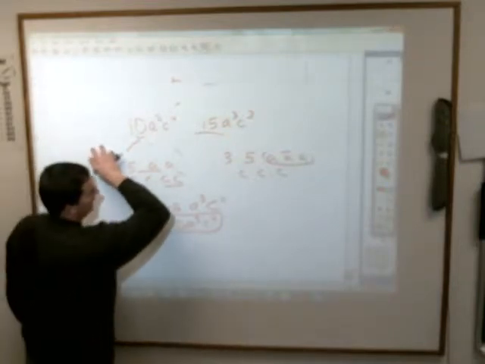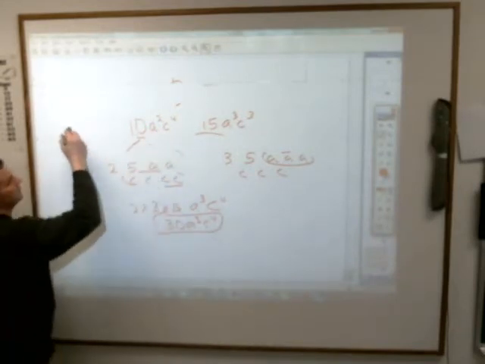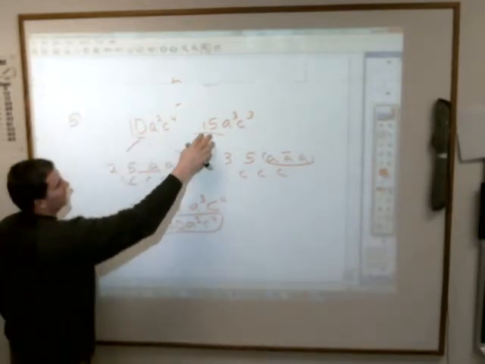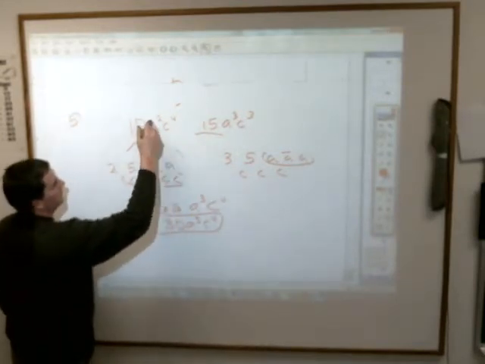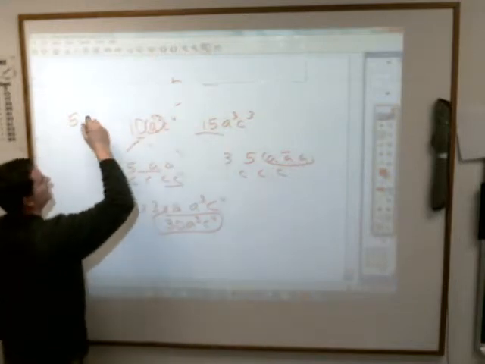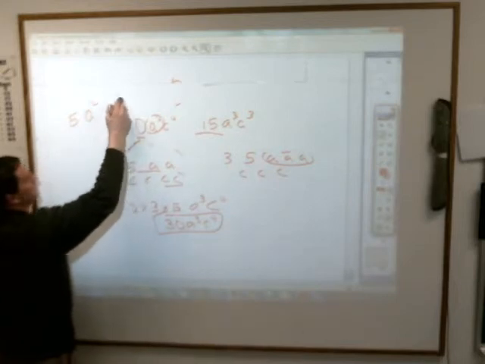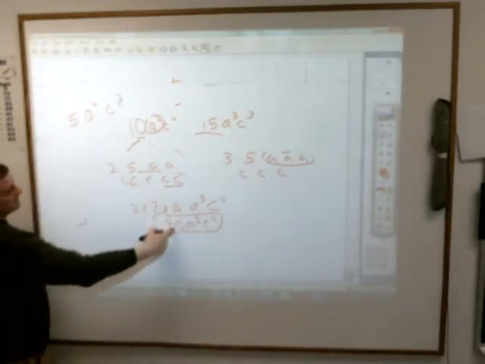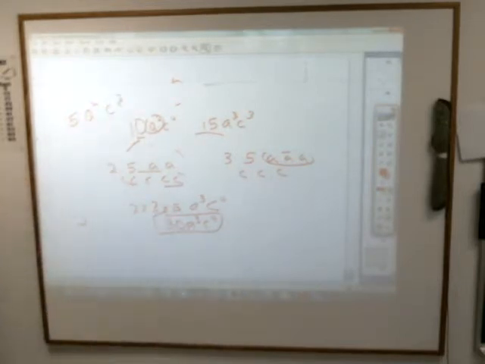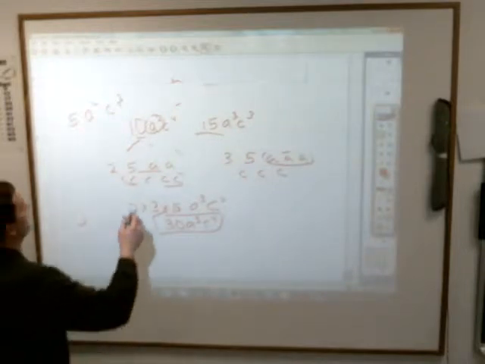If you're doing greatest common factor, 5 is the greatest common factor of 10 and 15. What do they have in common? The most they have in common is an A squared, and the most they have in common in C's is C cubed. This is the greatest common factor. This is the least common multiple. And a lot of people get those all mixed up just because of all the letters.